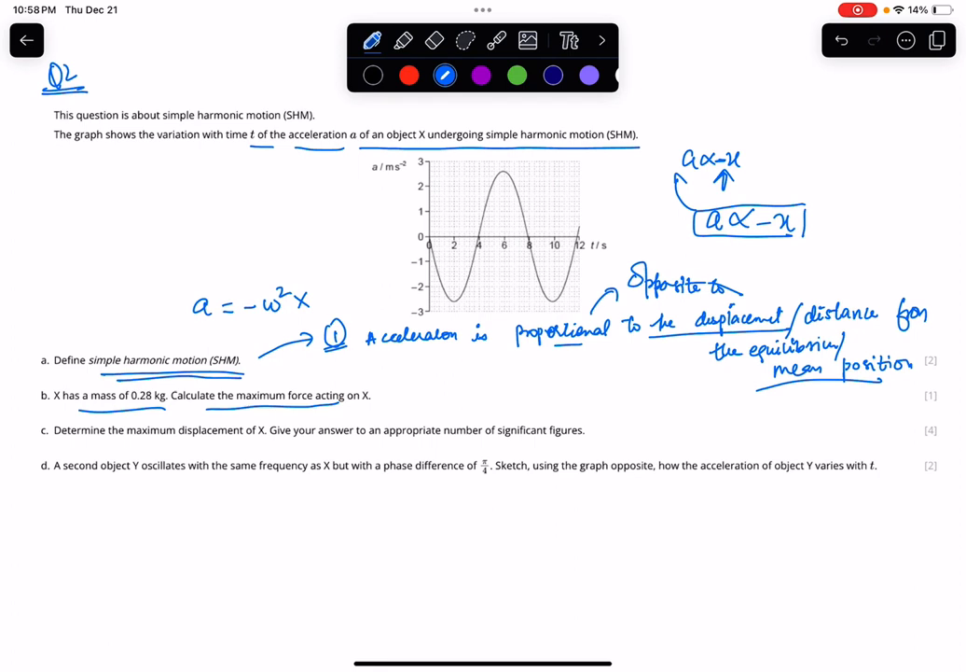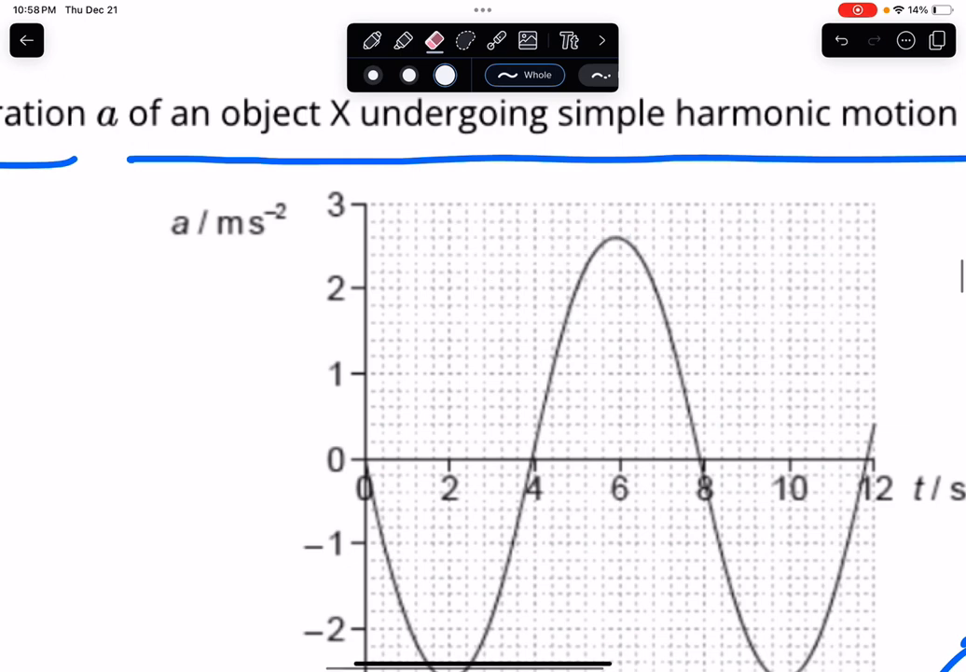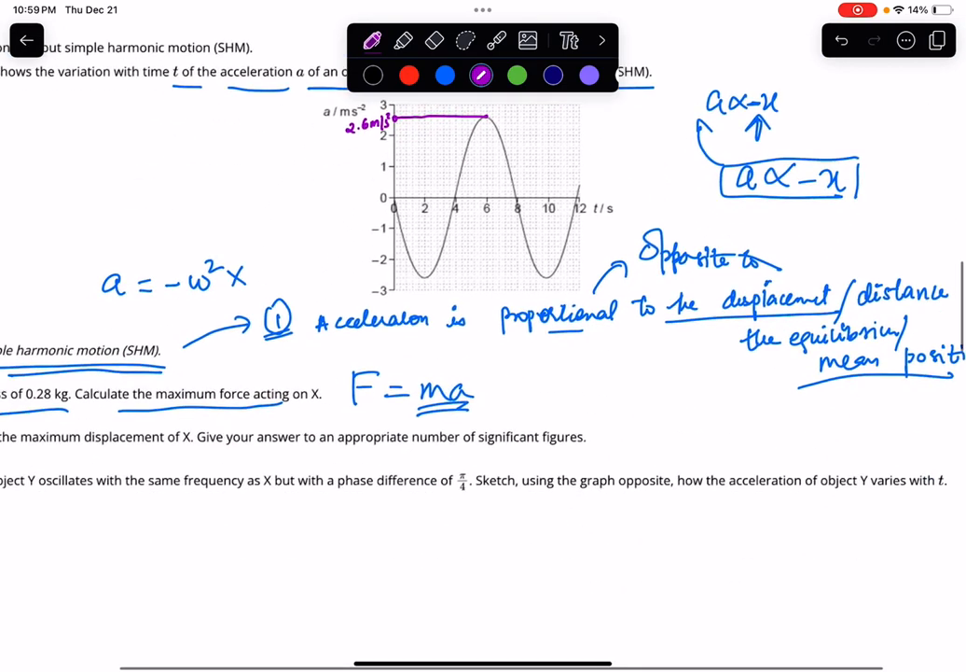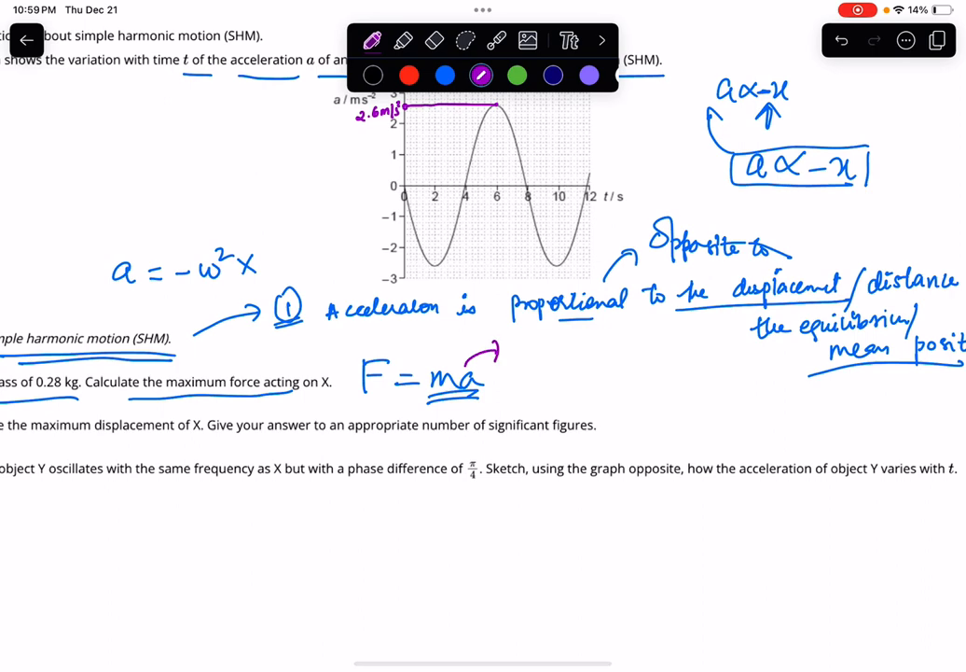So the main idea for this is you simply just say force is mass times acceleration. And because you want to find the maximum force, you find the point with the maximum acceleration. And then you just do 0.28 multiplied by that. Okay. So in this case, the maximum acceleration in this graph comes over here. So if you look at this point, this comes out to be 2.6 meter per second squared. Okay. So the maximum acceleration we find is 2.6 meter per second squared.